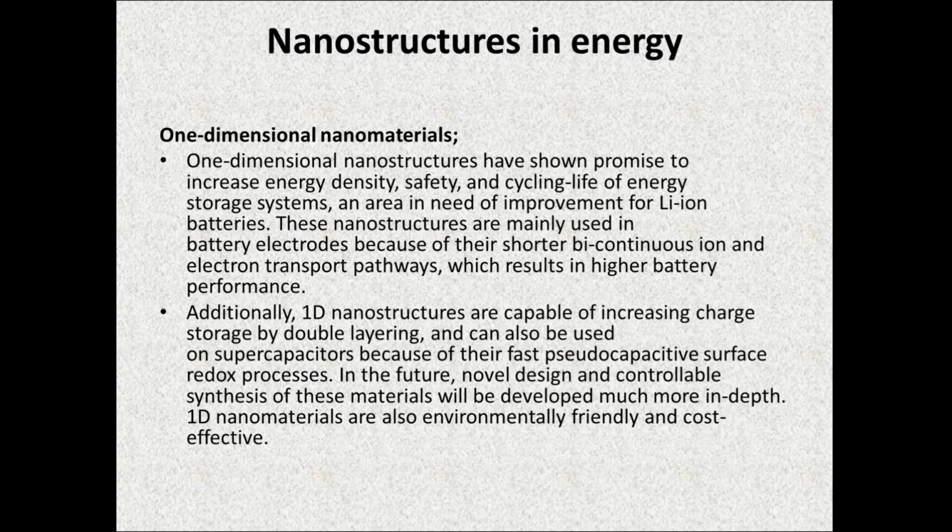In the future, novel design and controllable synthesis of these materials will be developed much more in depth. 1D nanomaterials are also environmentally friendly and cost-effective.